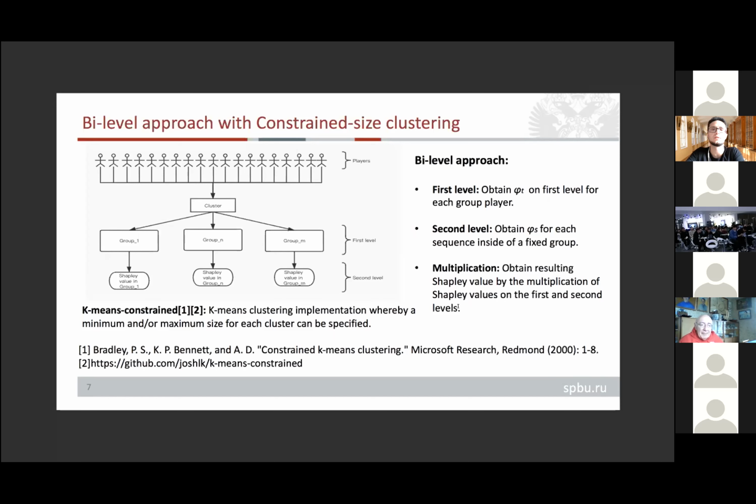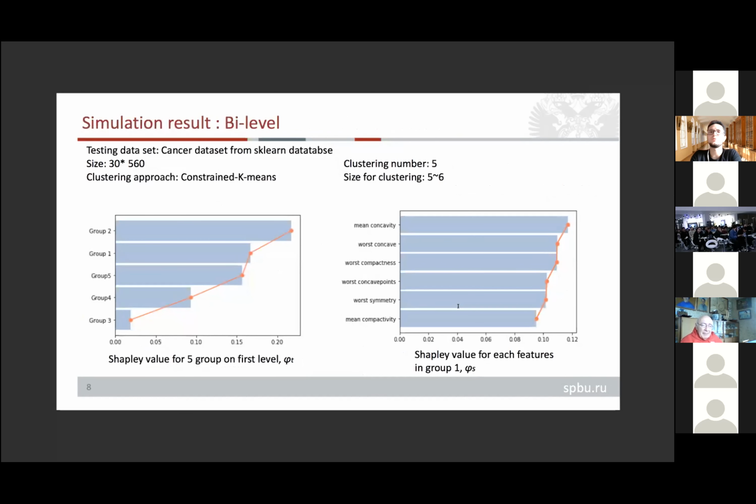Sorry, time is limited, and here you can see the simulation result in bi-level. Our test data set is from the Sklearn database, and the size is 30 by 500. We set the clustering number as 5, and the size of each cluster is about 5 to 6. The approach we used is called constrained k-means.